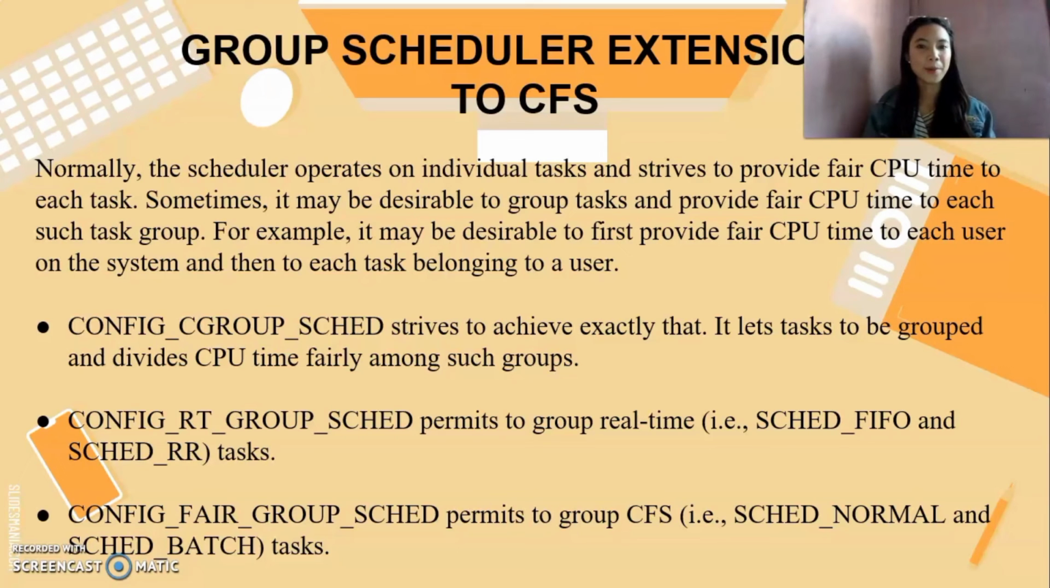And the last one is group scheduler extension to CFS. Normally, the scheduler operates on individual tasks and strives to provide fair CPU time to each task. Sometimes, it may be desirable to group tasks and provide fair CPU time to each such task group. For example, it may be desirable to first provide fair CPU time to each user on the system and then to each task belonging to a user. CONFIG_CGROUP_SCHED strives to achieve exactly that. It lets tasks be grouped and divides CPU time fairly among such groups.